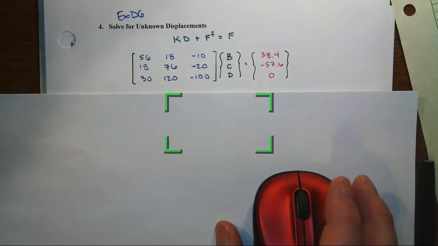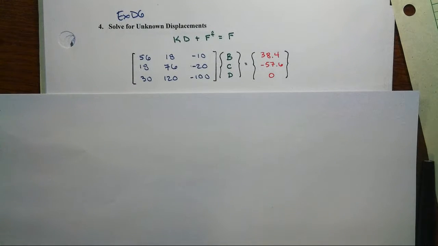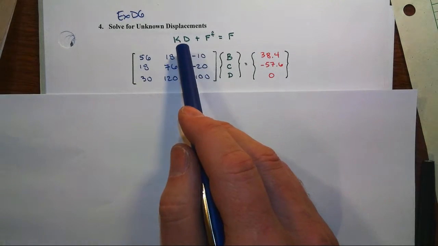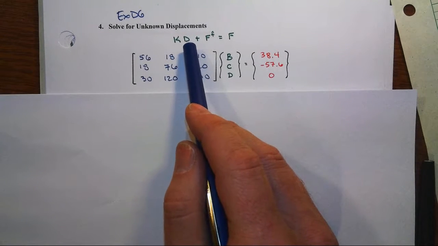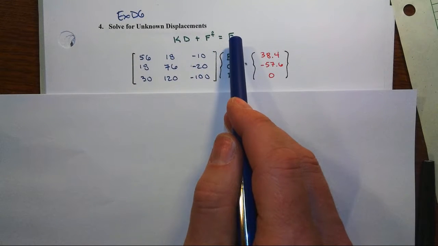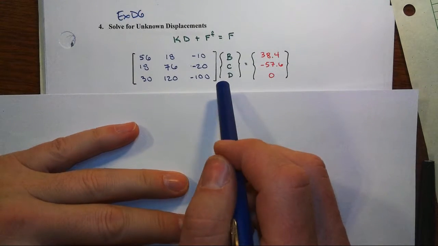Right here, in example D6, this asymmetric frame with asymmetric loading, we've gotten all our equilibrium equations written, represented here in matrix form. That's the stiffness matrix times our vector of unknown displacements, generally speaking, plus the fixed end force effects, and then equal the applied nodal or joint force effects, which in this case are 0.